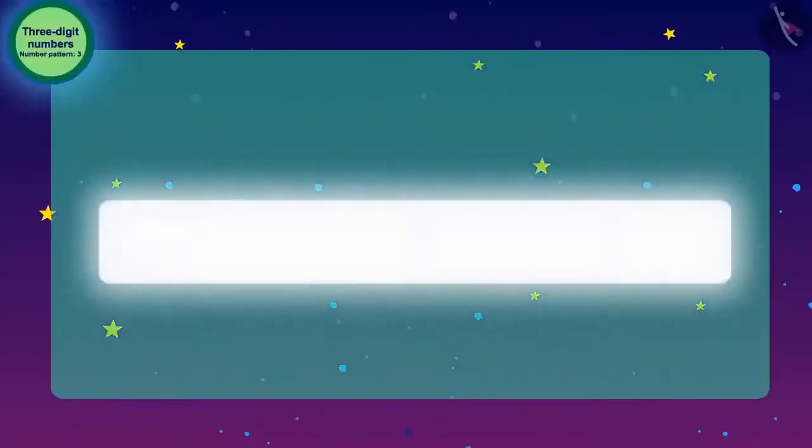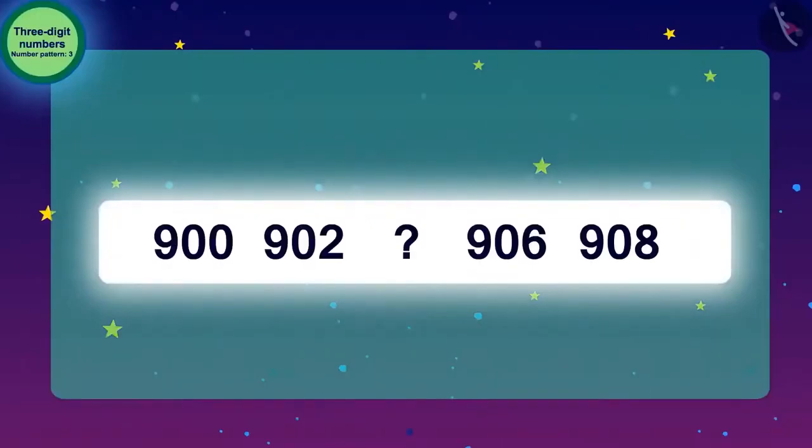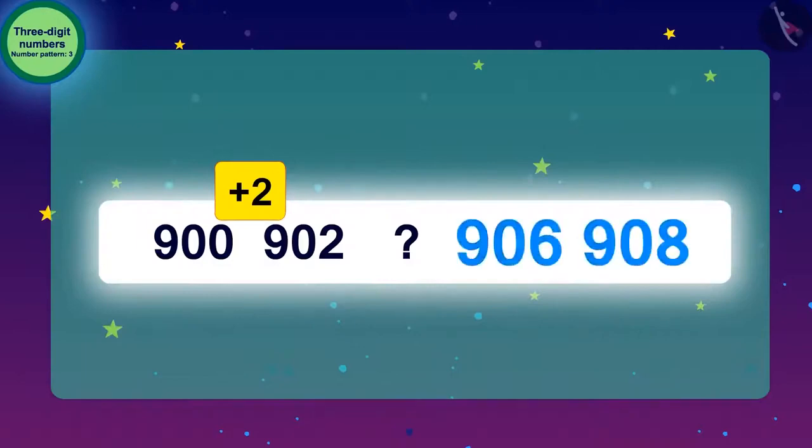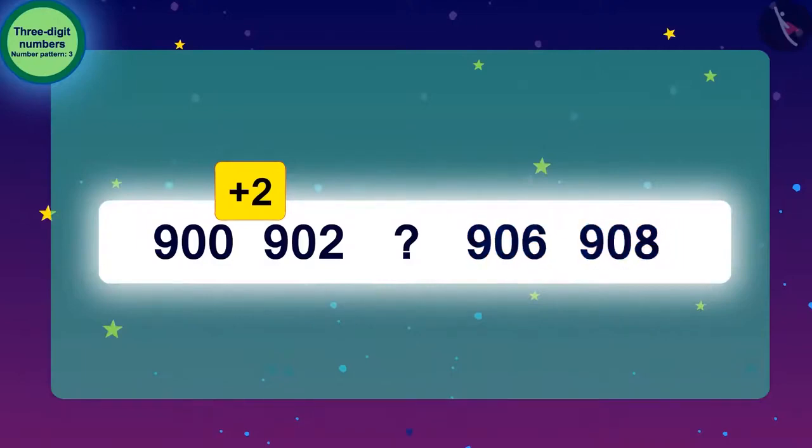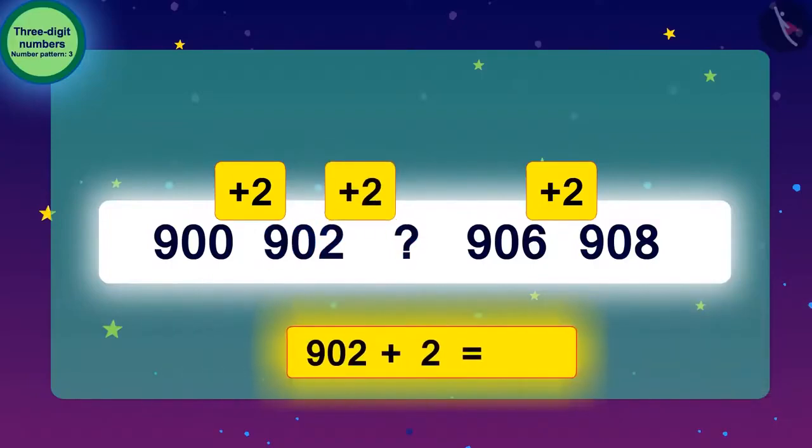Let's help Raju. We will first find the number pattern. To get to 902, we have to add 2 to 900. And if we look carefully at the last 2 numbers, we will find that to go from 906 to 908, we have to add 2. In this way, we can find the next number by adding 2 to each number. To get the next number of the code, we will add 2 to 902. By adding 2 to 902, the next number we get will be 904. Our first pattern is complete.